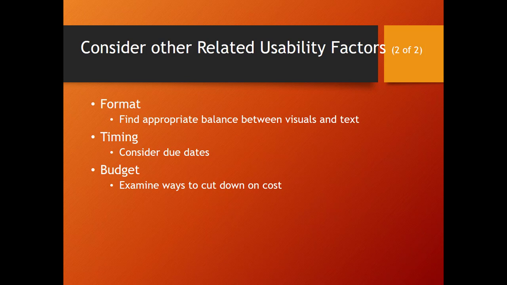Other related usability factors: you want to think about format. You want to find the appropriate balance between visuals and text. As I said, it's often important to have visuals, but the text needs to relate very well with those visuals and provide enough information so that you can fill in the blanks that are not covered by the visuals. And then you also think about, if you're working in a corporate context, due dates, and then of course budget. So ways to cut down costs are always soft factors that you have to think about.